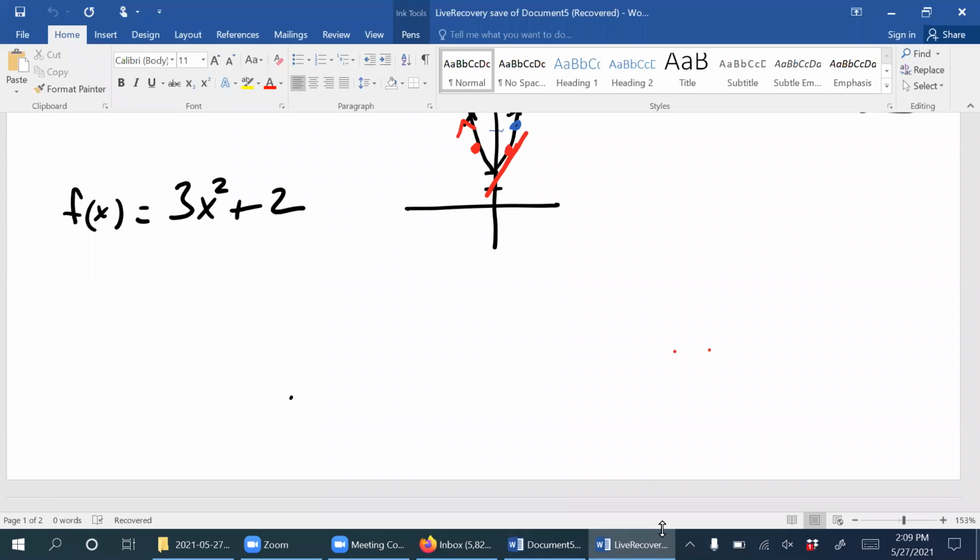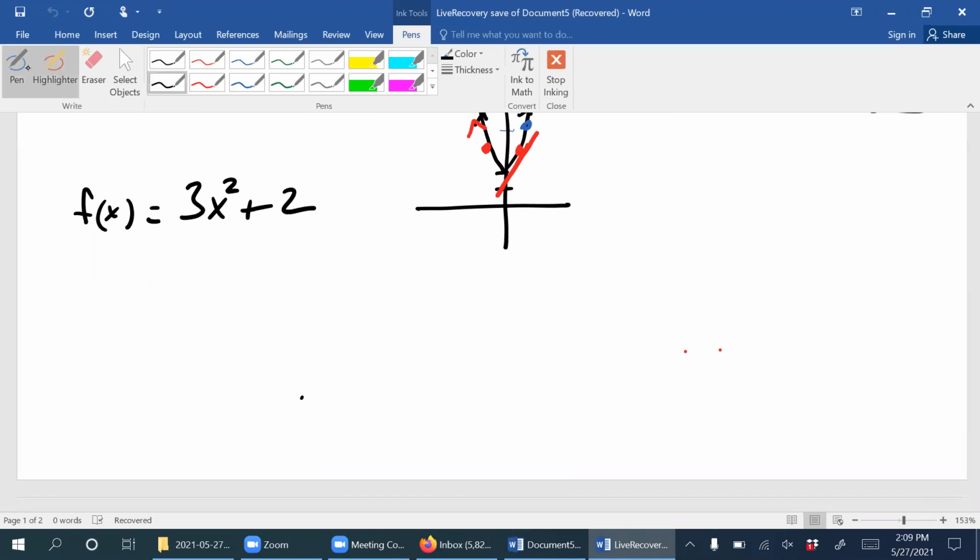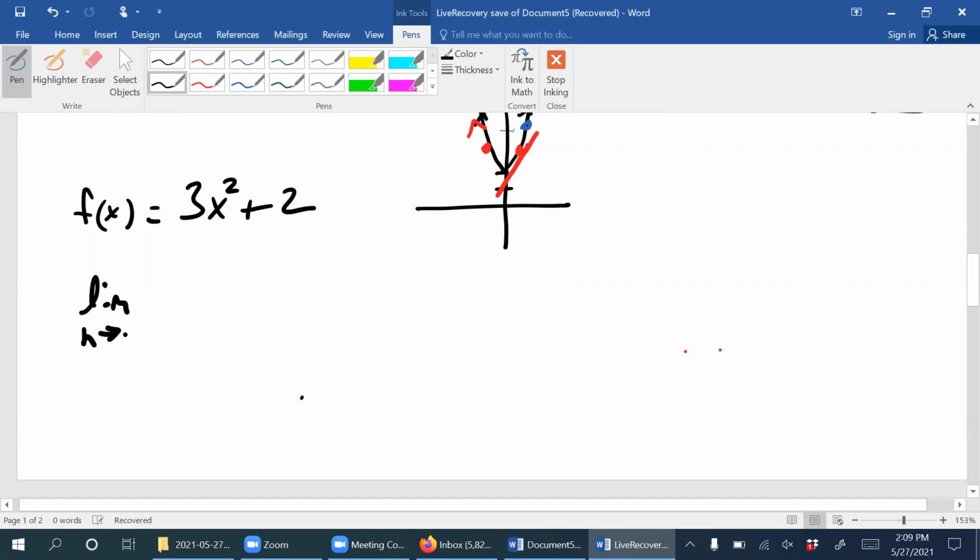So we're going to take our derivative of this guy. We're going to find the slope, the instantaneous rate of change, by just following our limit rules. We always just write the idea of limit: the limit as h gets closer to 0 of f of x plus h minus f of x, all over h.